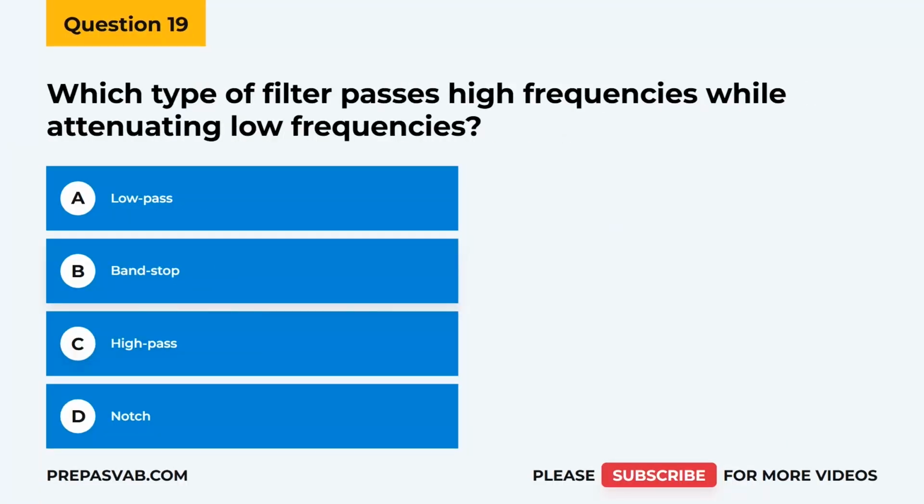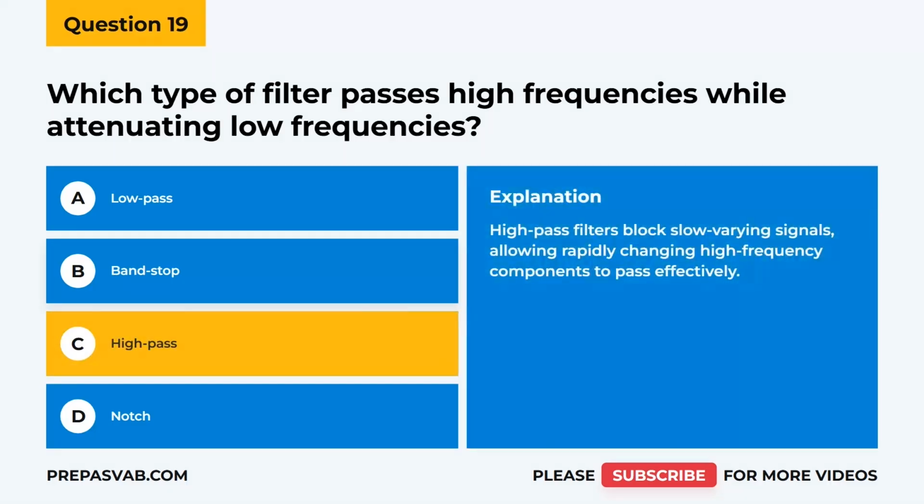Question 19. Which type of filter passes high frequencies while attenuating low frequencies? A. Low pass. B. Band stop. C. High pass. D. Notch. The correct answer is C. High pass. High-pass filters block slow-varying signals, allowing rapidly changing high-frequency components to pass effectively.